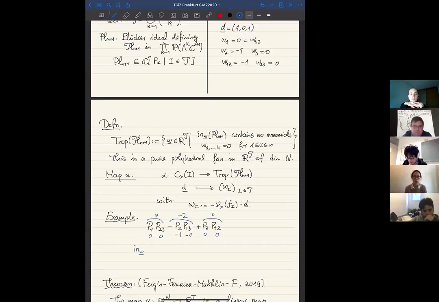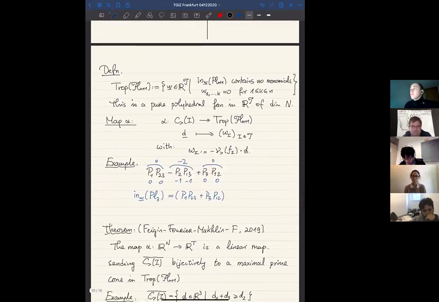So the initial ideal of my Plücker ideal is generated by P1, P2, P3 plus P3, P1, 2. So you get a binomial ideal, so you get a toric degeneration, you get everything from this construction in this small example. Okay, this is the construction, what is the cone C, what is the map alpha, and now I'm able to state the theorem.